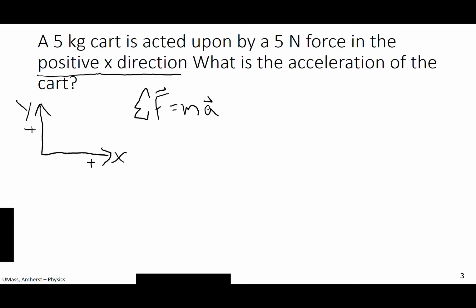This is going to become important when we start dealing with different types of problems. Are we going to use energy? Are we going to use momentum? Are we going to use forces? In this case, we're going to use forces.